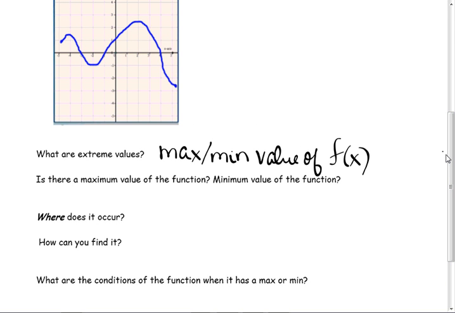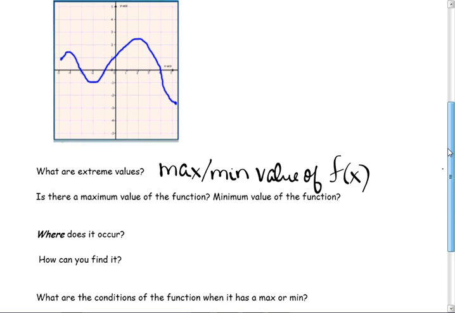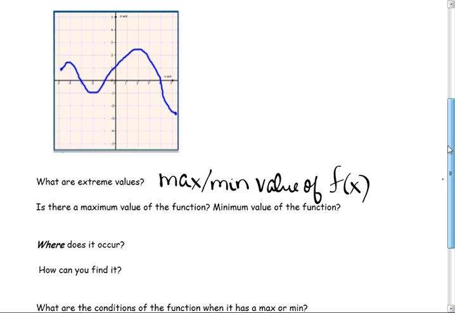is there a maximum value of this function? And is there a minimum? Well, I'm just going to write it up here. What is the maximum value? It's right here, right? About 2.5.